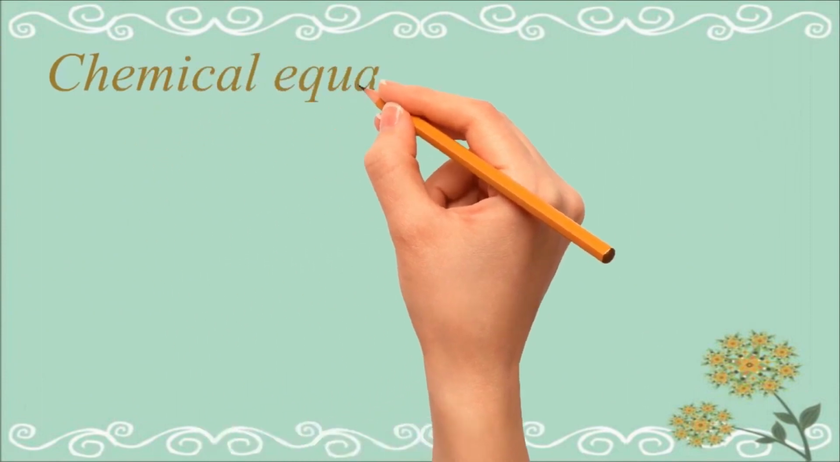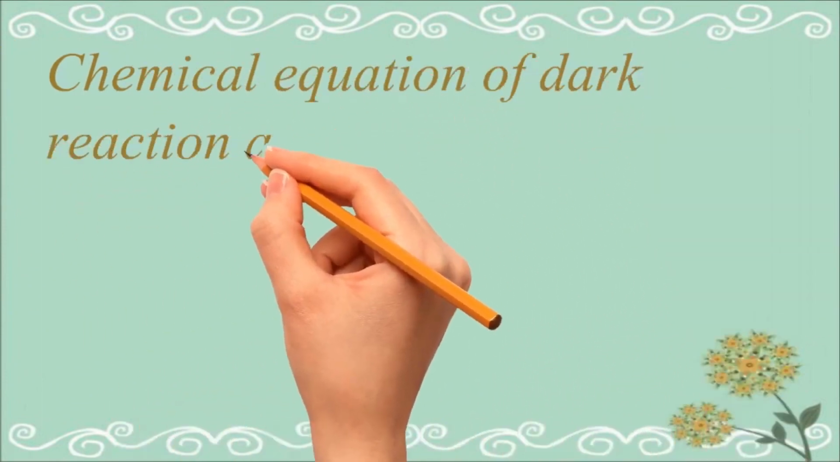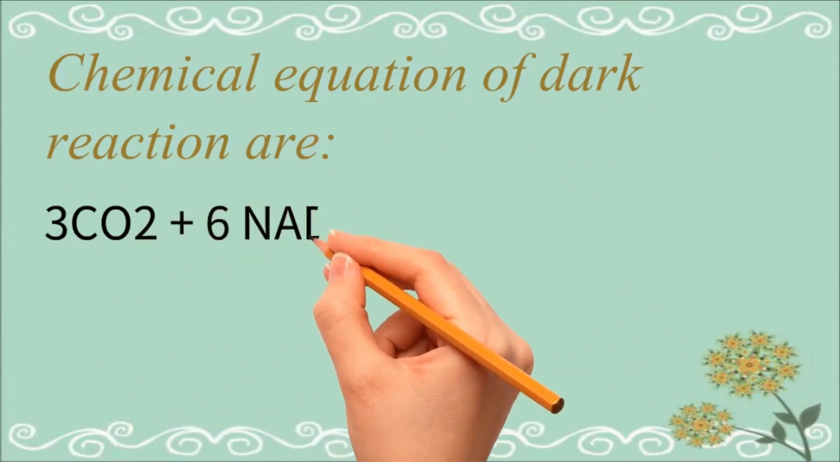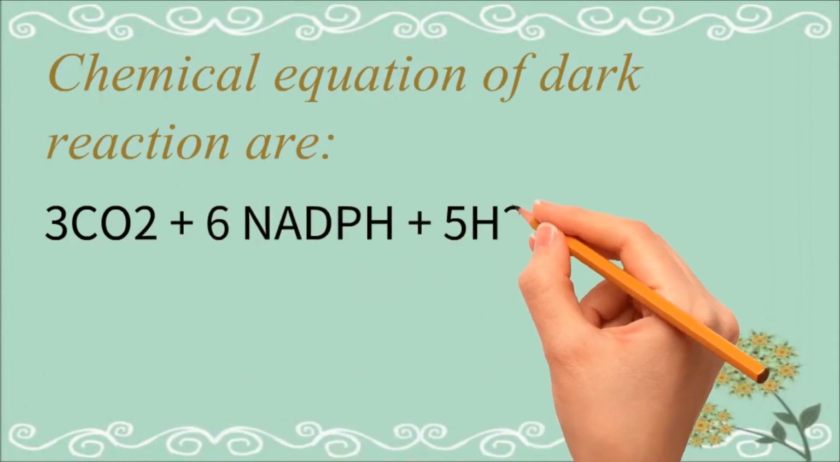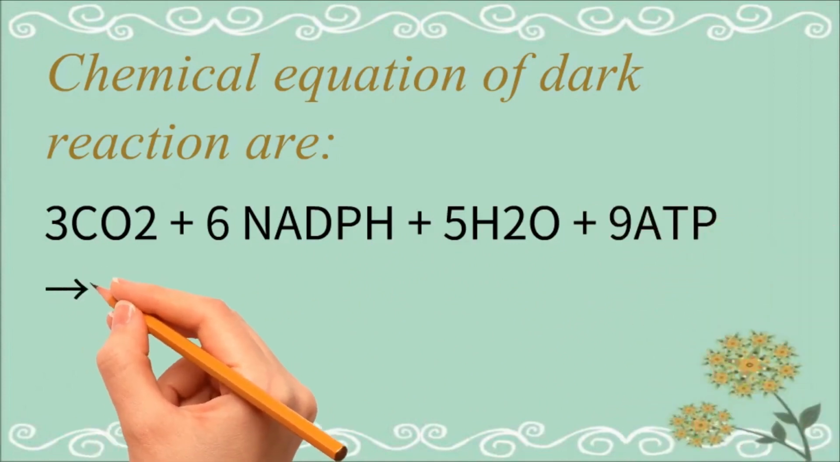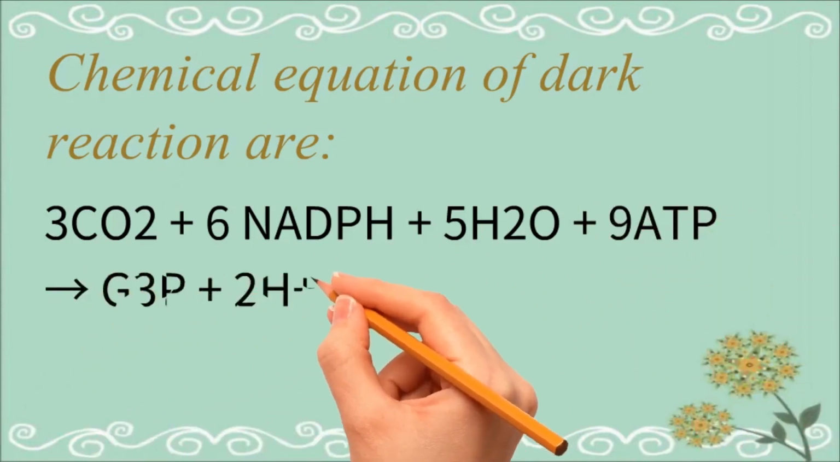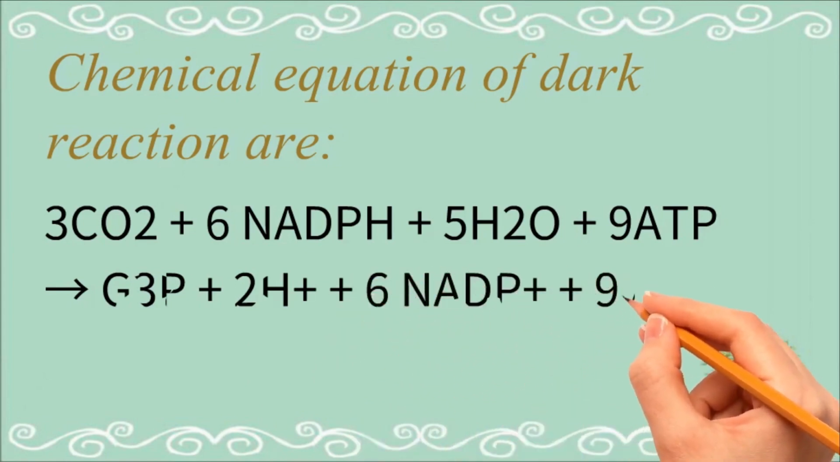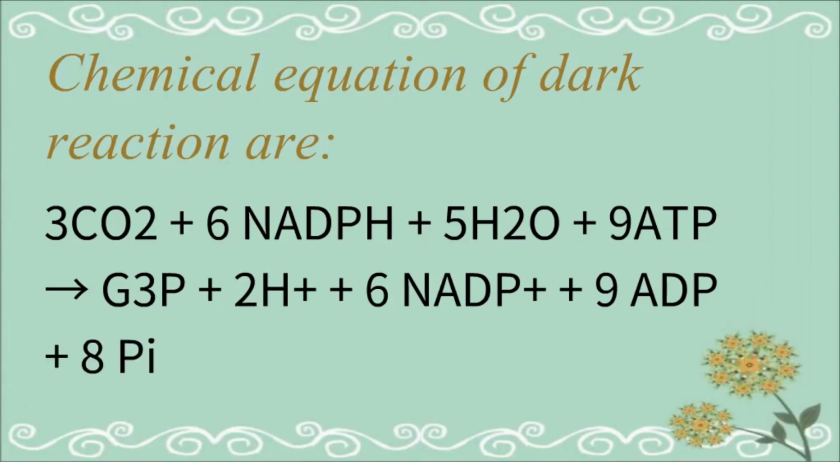The chemical equation for the dark reaction can be reduced to 3 molecules of carbon dioxide, 6 molecules of NADPH, 5 molecules of water, and 9 ATP molecules forming glyceraldehyde 3-phosphate, 2 hydrogen ions, 6 NADP ions, 9 ADP molecules, and 8 phosphate ions.